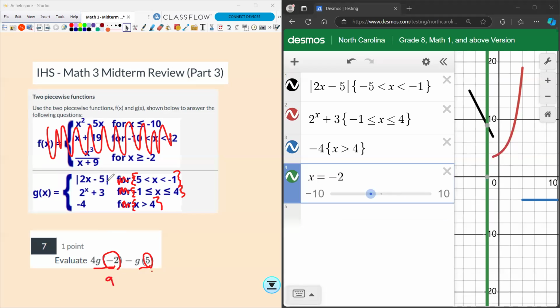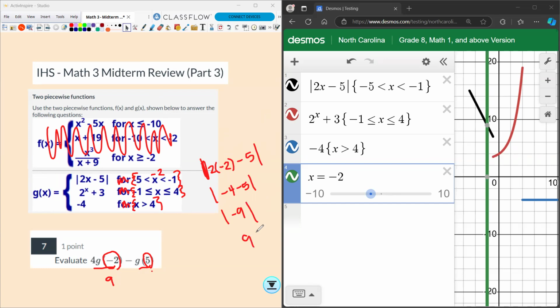I can also plug in -2 into the appropriate piece. You can see here it's the absolute value of 2x minus 5 because -2 is between those two numbers. So really it's the absolute value of 2 times -2 minus 5. Remember, you do the stuff inside the absolute value first, so that's -4 minus 5, which is -9. And then the absolute value of anything is going to be positive. So the absolute value of -9 is going to be 9.